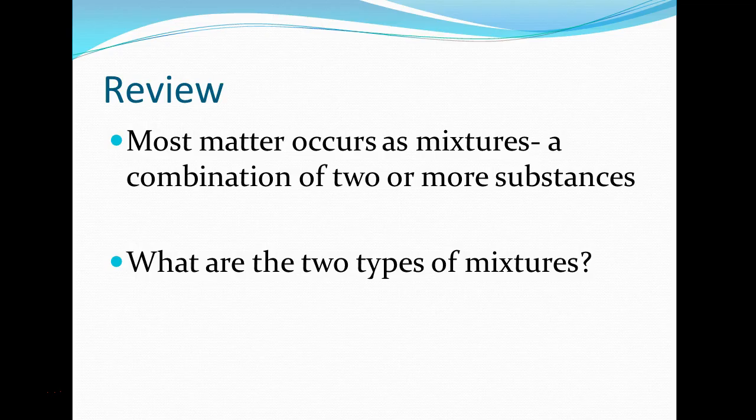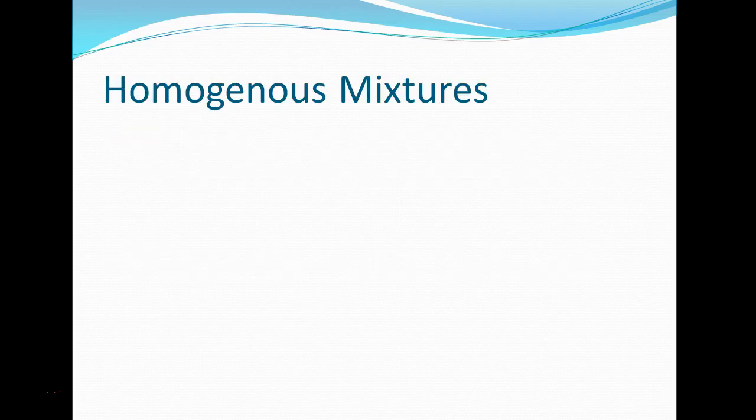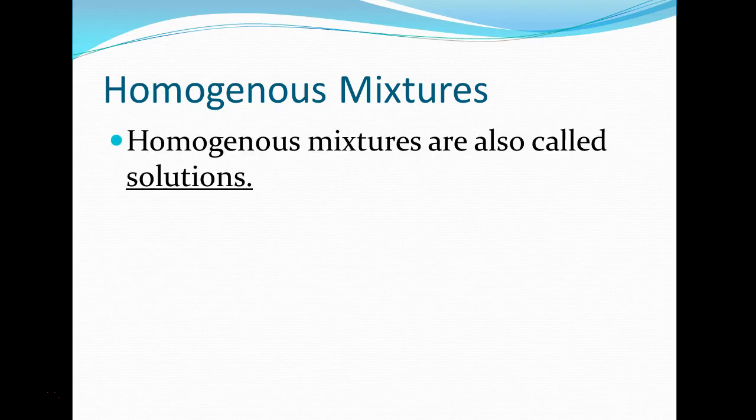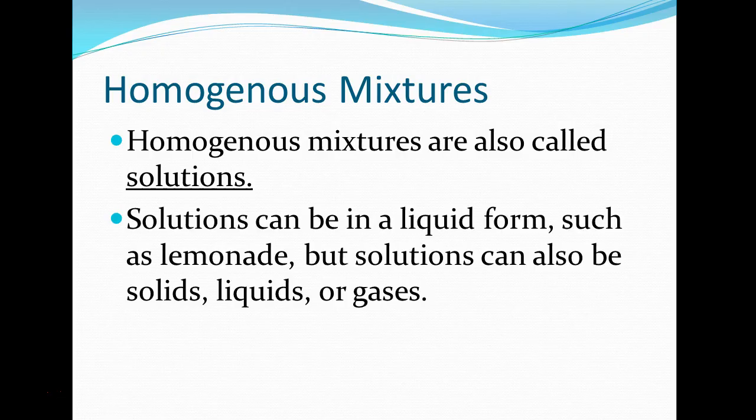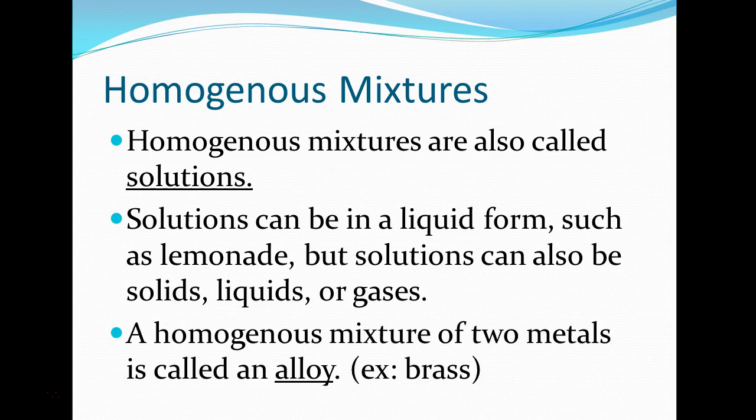Do you remember? Okay, well the first type is a homogeneous mixture, which again, another term that we use for homogeneous mixture is solution. Solutions can be in liquid form, such as lemonade, but solutions can also be solid, liquid, and gases. So again, homogeneous mixtures and solutions look the same throughout. A homogeneous mixture of two metals is called an alloy, so for example, brass.